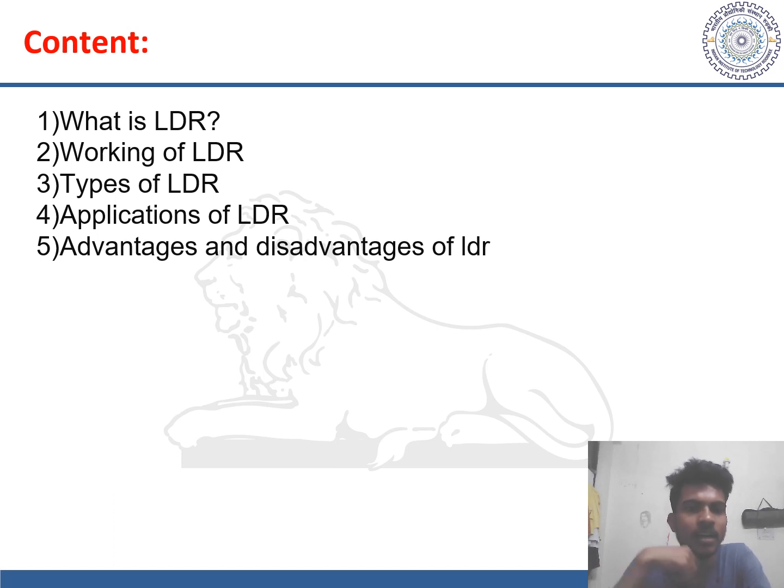In this PPT, we will first understand what we exactly mean by an LDR, and then subsequently we will understand how a typical LDR works. After understanding the working of LDR, we will classify the LDR on the basis of the type of material that is being used. Then we will try to apply the LDR characteristics in real life problems. And eventually we will conclude our presentation with advantages and disadvantages of LDR.